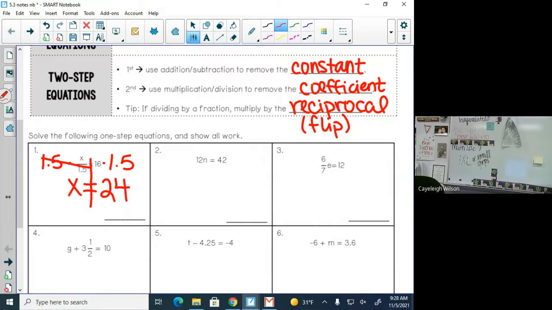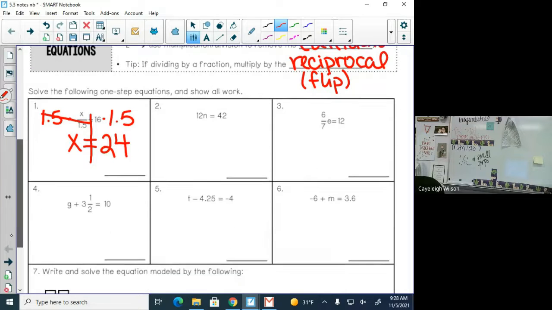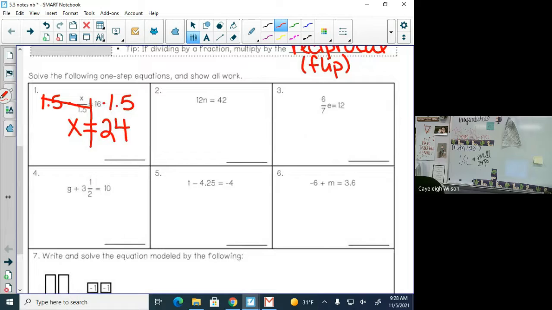I know, but all right, let's look at number 3 here. This is 6/7. What operation is between the 6/7 and the e? Multiplication. So that's 6/7 times e equals 12.